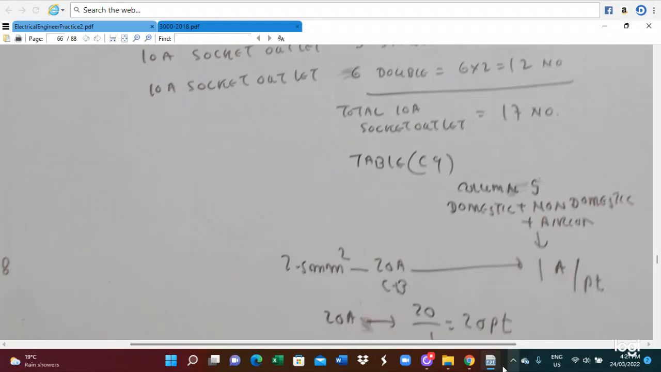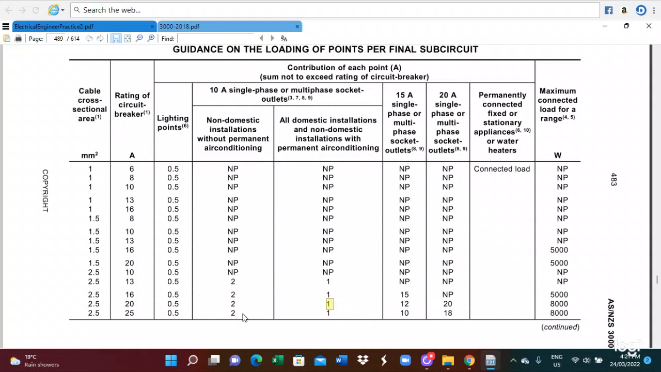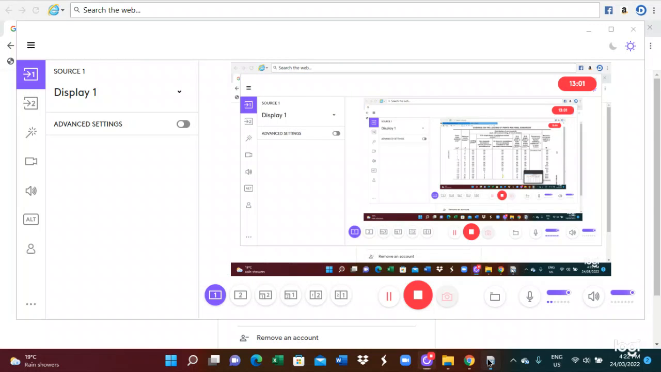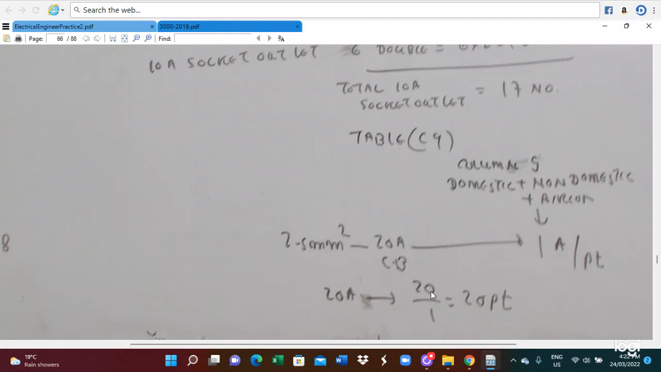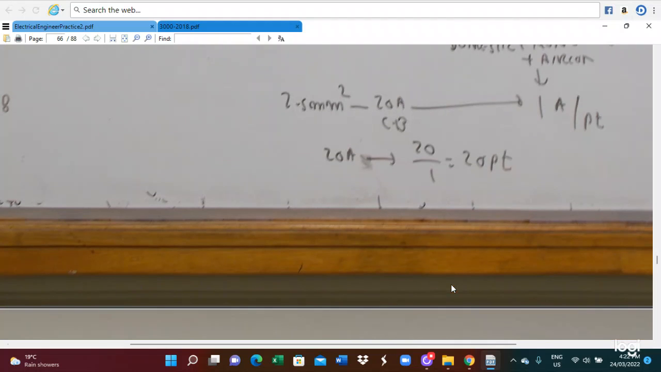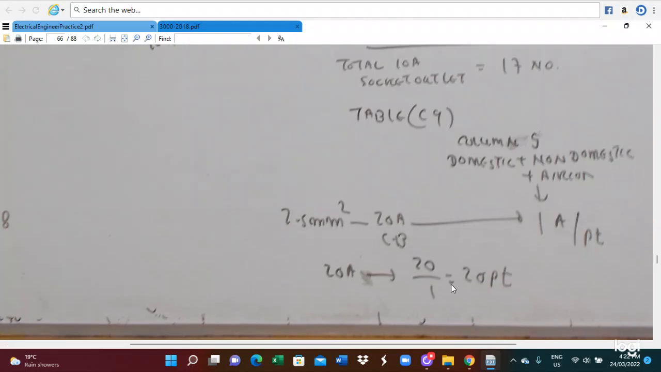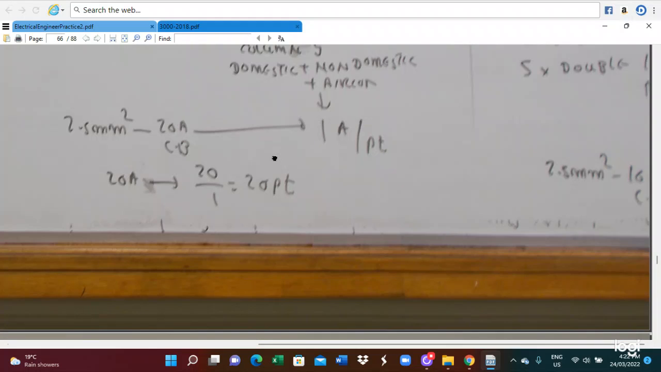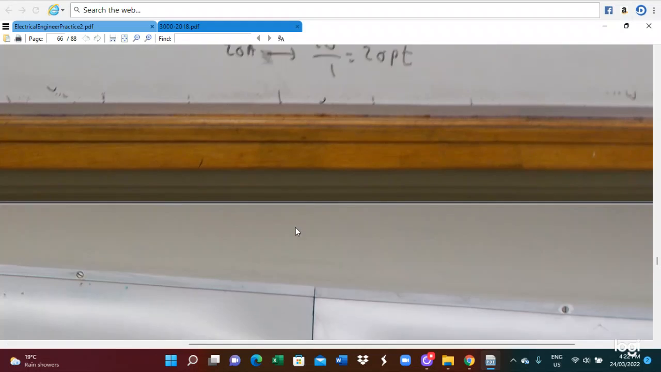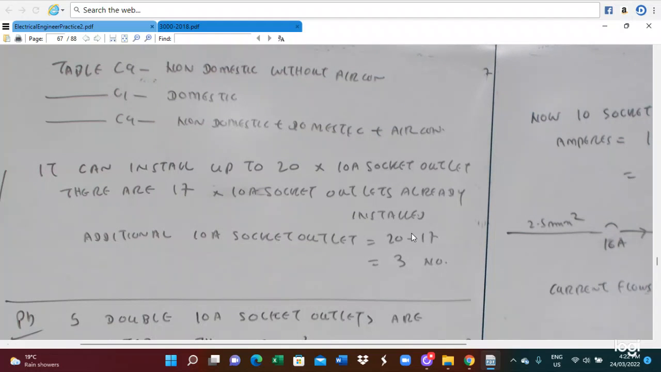But how many socket outlets can be installed? With the permanent air conditioning, it is 1 ampere per point. The circuit breaker rating is 20. So 20 divided by 1, you get 20 points. So 20 points you can install as a maximum, but 17 are already installed. So 20 minus 17, you get an additional 3 points. This is how we calculated it. This is the way we calculate this problem. So 20 minus 17, you get 3.